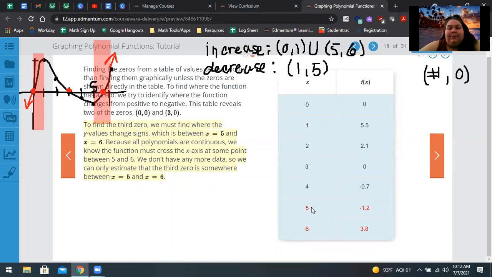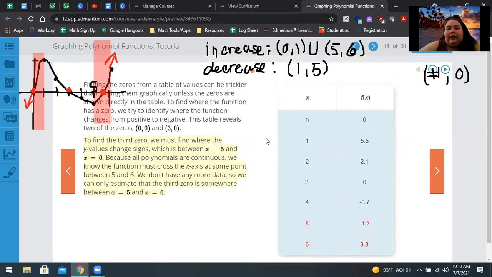Again, sometimes by reading the table, you're going to see the change: 0, 5.5, 2.1, 0, then negative, and then to positive. Where did it go through my 0? They're also making that statement. You have another 0 between 5 and 6. But we saw that a picture is worth 1,000 words. Pictures are a lot nicer, a lot more clear as well.